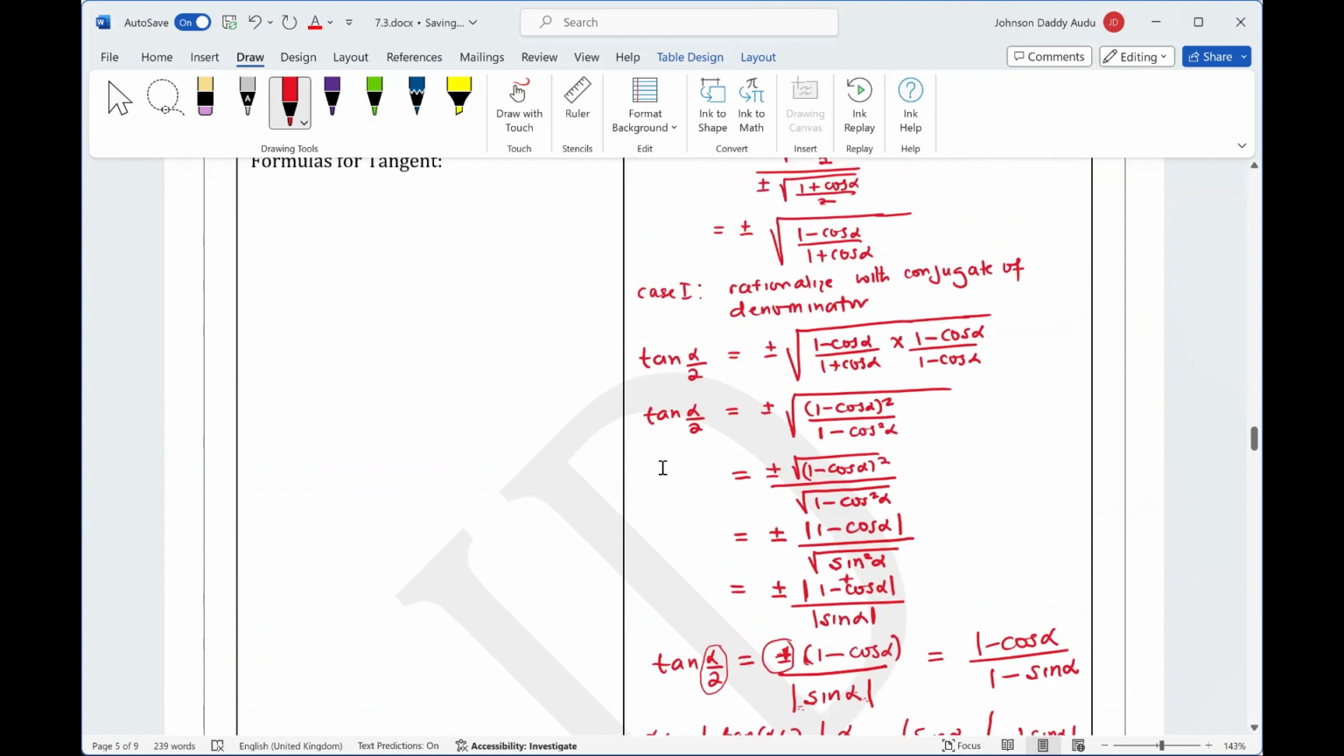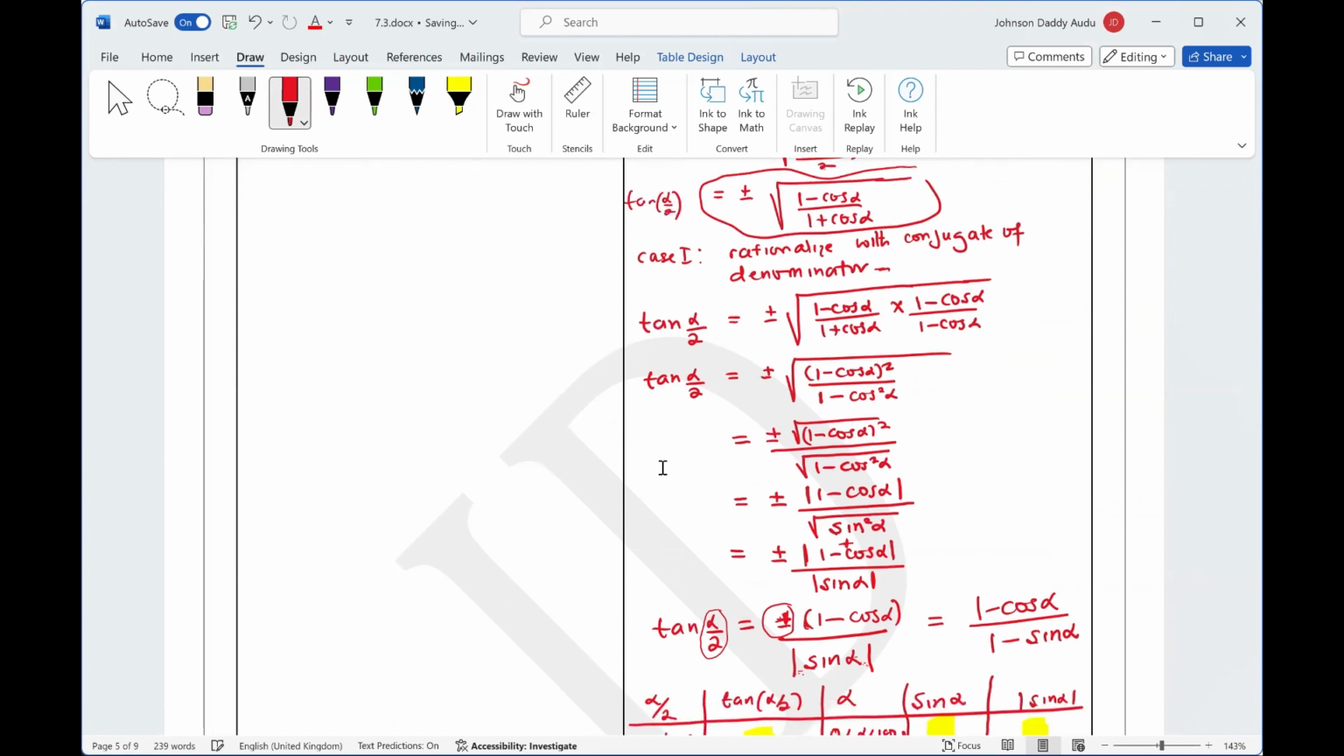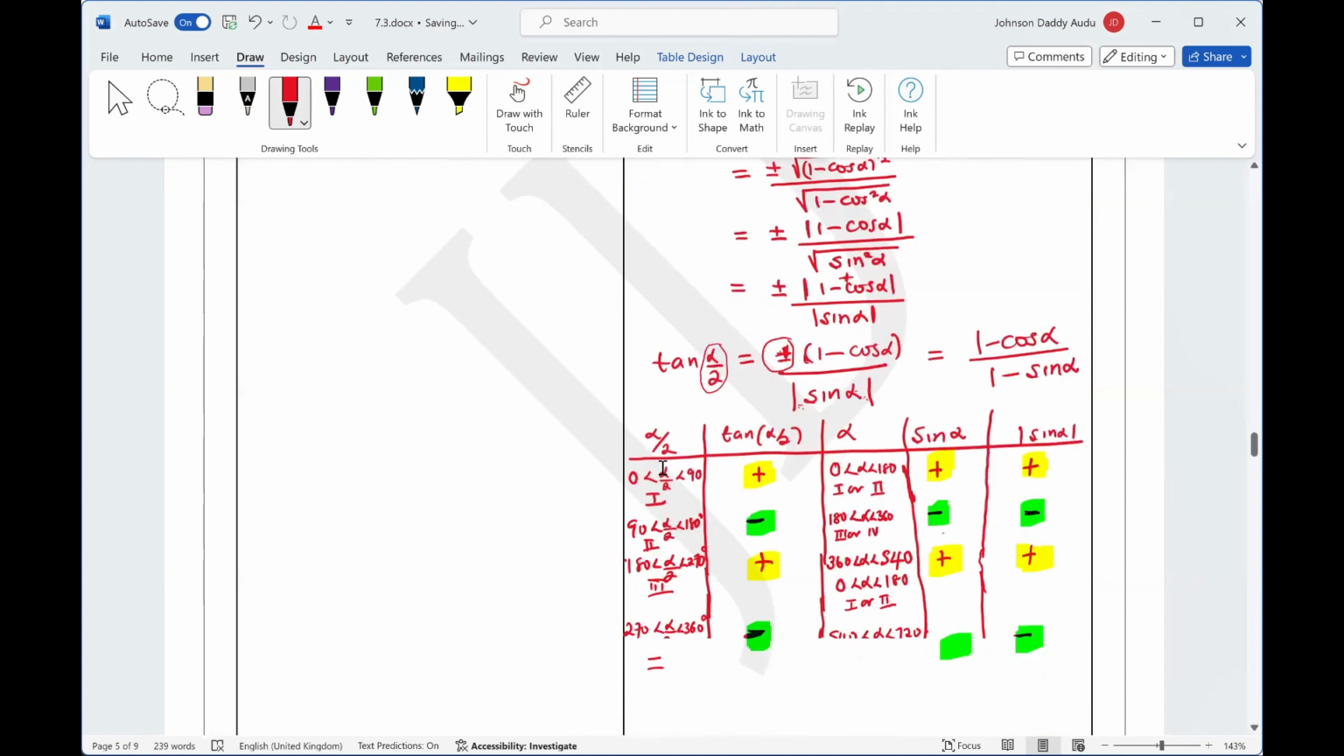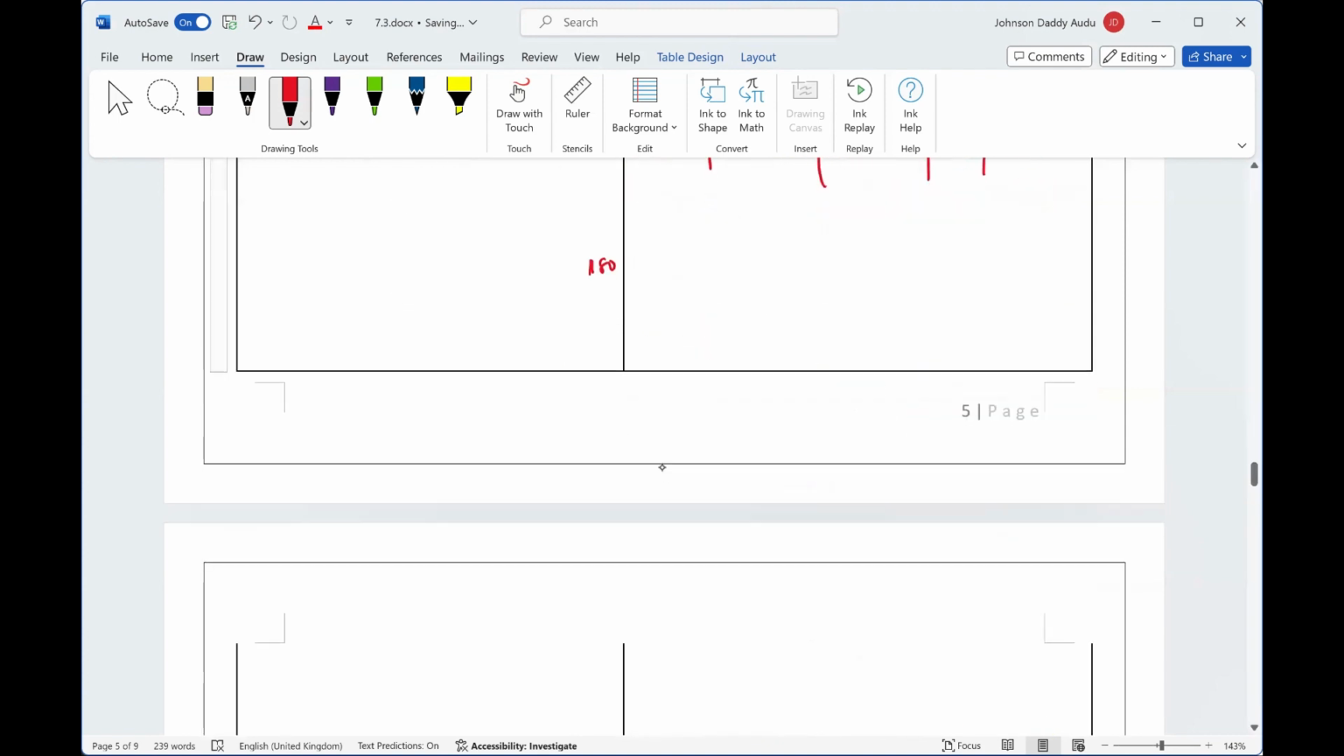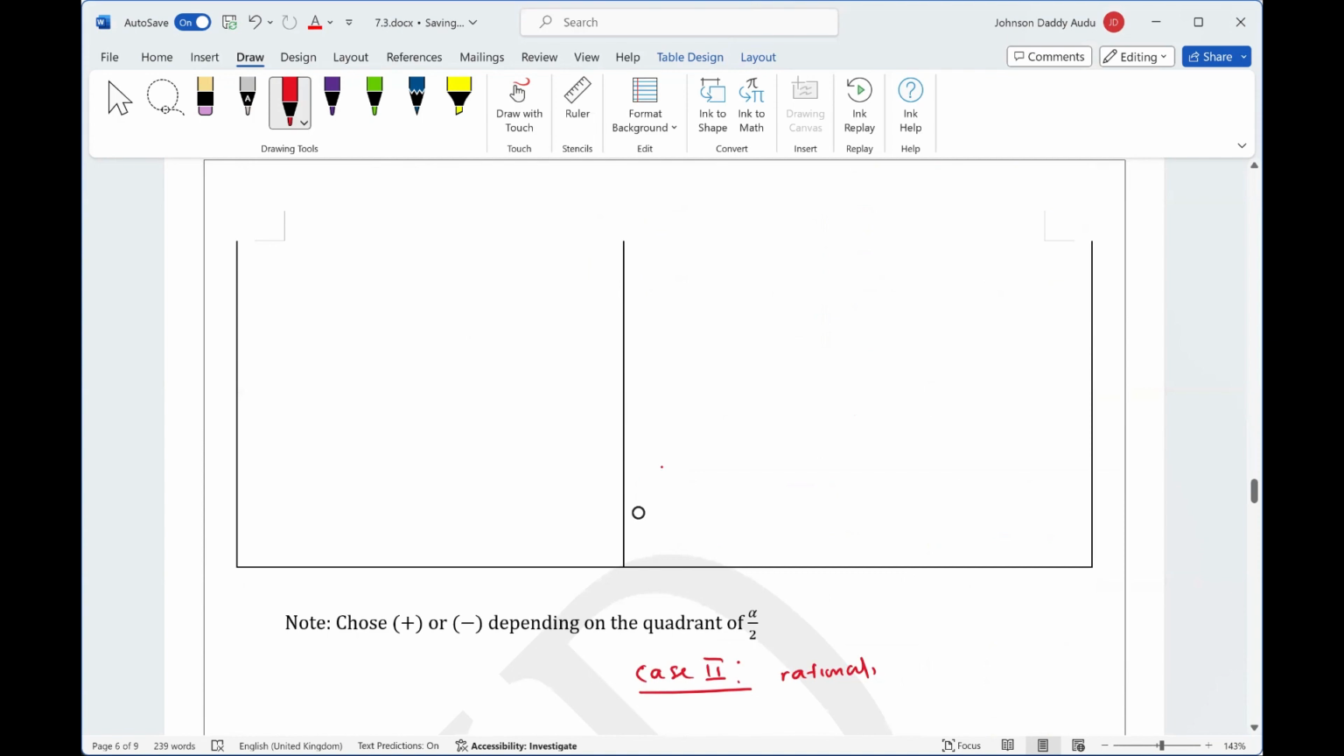Look at here, we have two cases. The first case is that we rationalize with the conjugate of the denominator. If you remember, this is where we got to, and then we started rationalizing. So this is tan alpha over 2, right? Just to finish, we will now rationalize this. So let's take case 2.